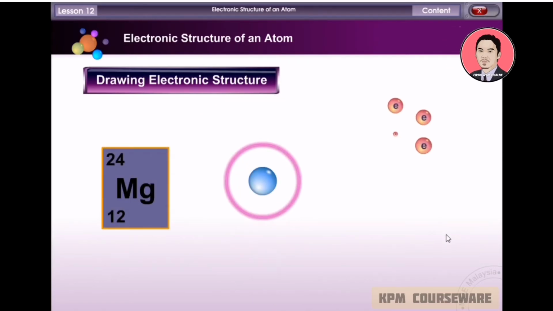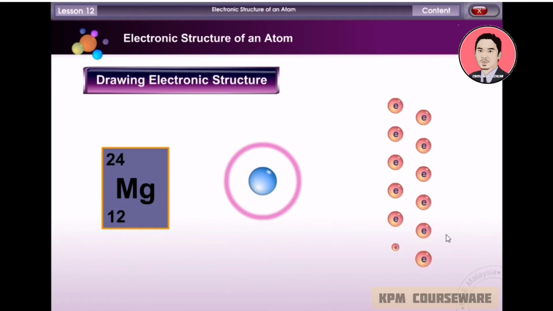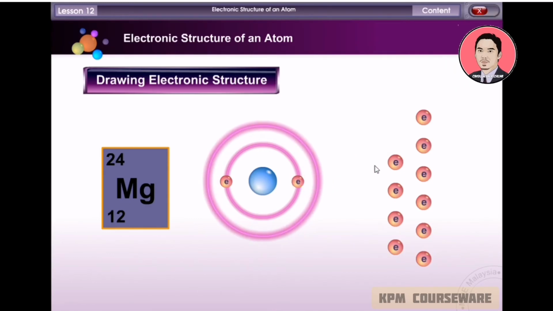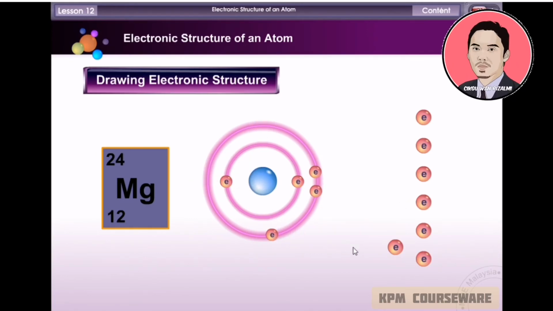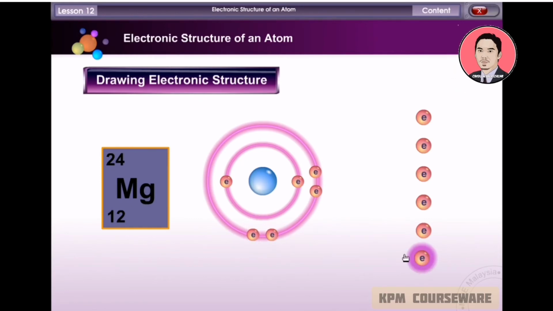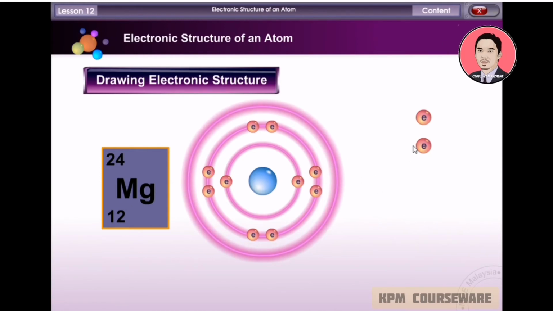Shell number 1 can only hold 2 electrons. Drag and drop 2 electrons to shell number 1. Shell number 2 can hold up to 8 electrons. Drag and drop 8 electrons to shell number 2. Now there are 2 electrons left. I believe you know where to place them. Drag and drop the remaining electrons to shell number 3.